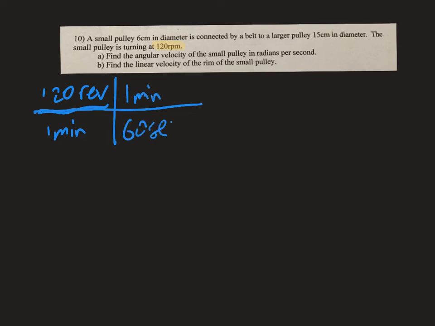So I already know that the small pulley is turning at 120 RPMs. I can just convert that into radians per second. So 120 revolutions in 1 minute, and we'll use dimensional analysis again. That's our little train tracks. We need to change minutes into seconds, so 1 minute is 60 seconds. And we need to change revolutions into radians. 1 revolution, remember that's 1 complete trip around the circle, is 2 pi radians.